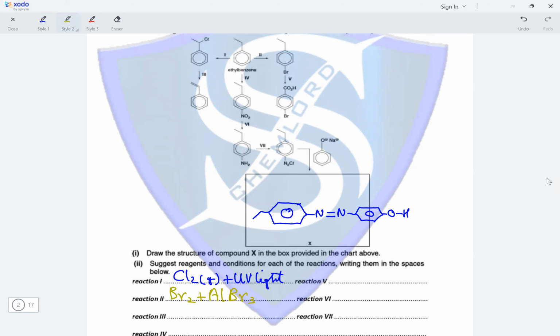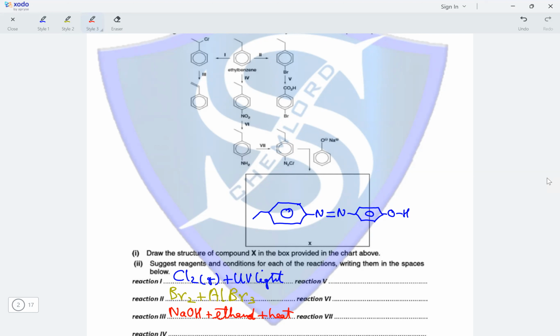Next, the third reaction is removal of H and Cl. So this is the reaction with NaOH in the presence of ethanol and heat. So this would remove a hydrogen and a chlorine atom and it would result in the formation of a double bond between the two carbon atoms.